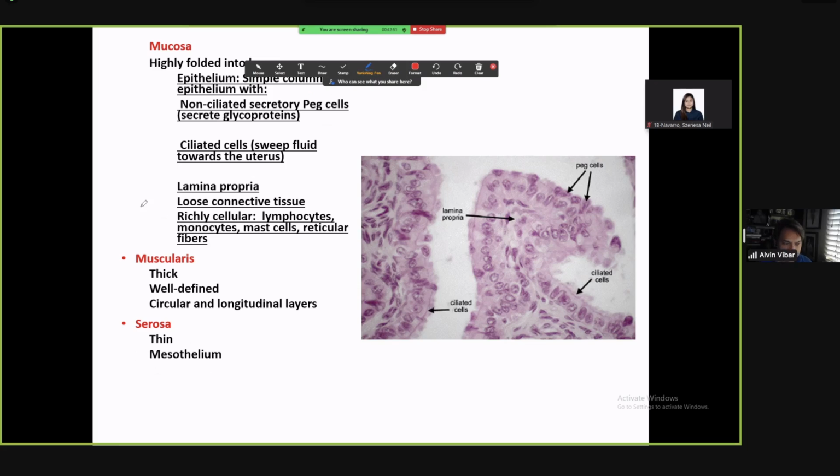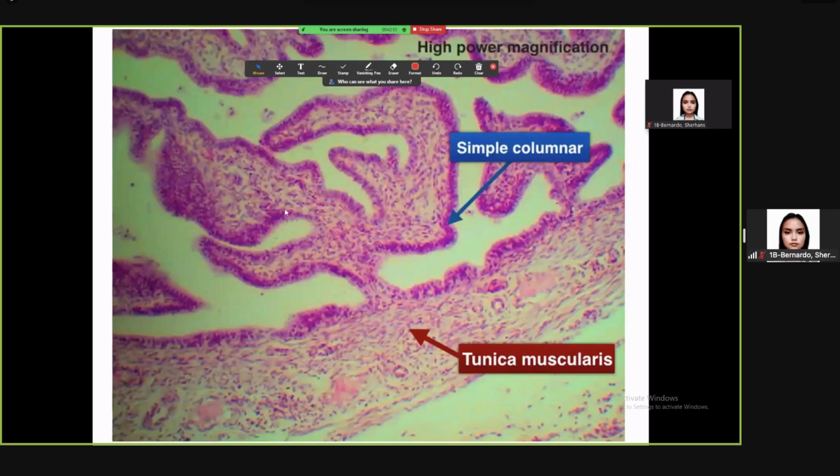Any questions regarding fallopian tube? No questions po. Okay. Again, higher magnification of the fallopian tube. You could see here the foldings of the mucosa. The lining epithelium again is simple columnar, ciliated. Two types of cells again: columnar ciliated cells, and the other one will be PEG cells.